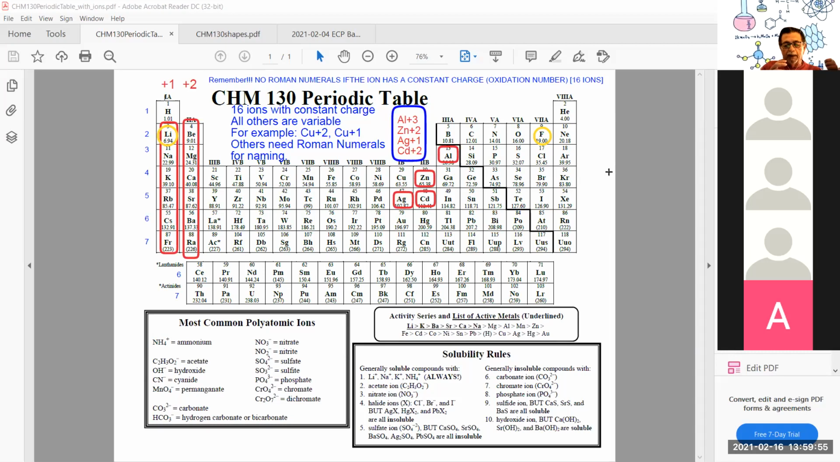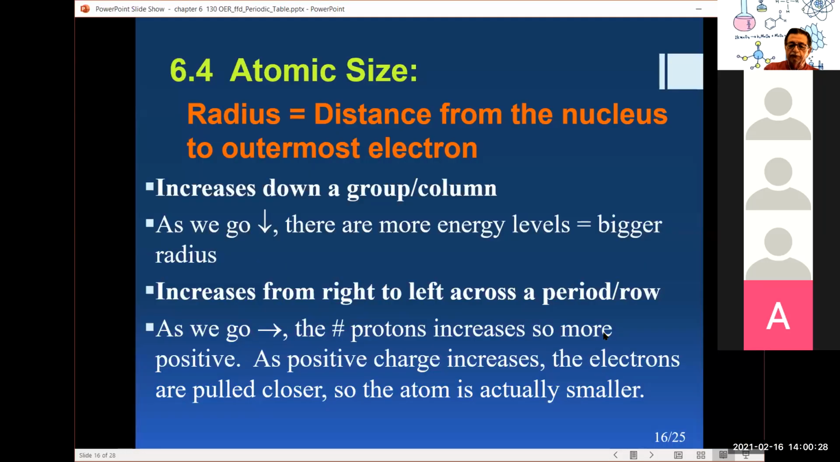It's like adding more magnets here. In lithium, I've got 3 magnets. In fluorine, I've got 9 magnets, and I let them all attach to each other. Well, the 9 have a lot more total force of pulling everything in than the 3. So the trend going across the periodic table is that the radius decreases because we are increasing the attractive forces of the protons and the electrons.